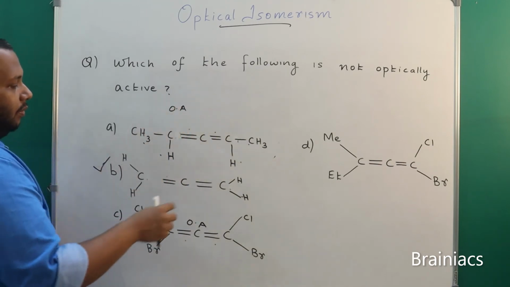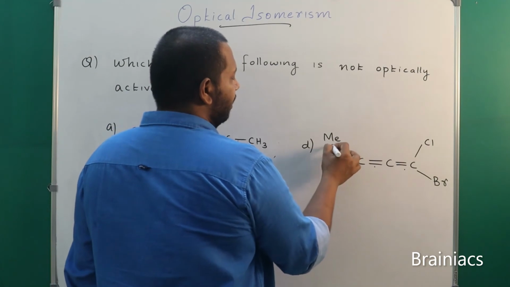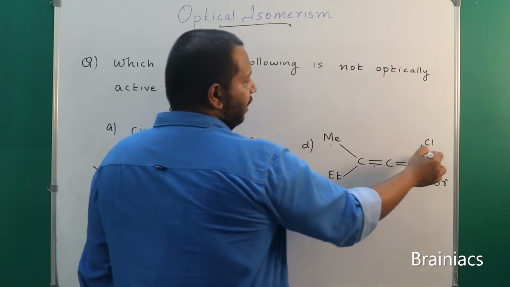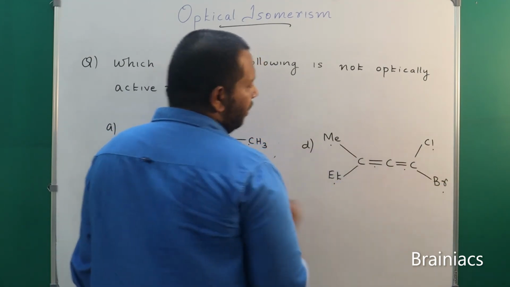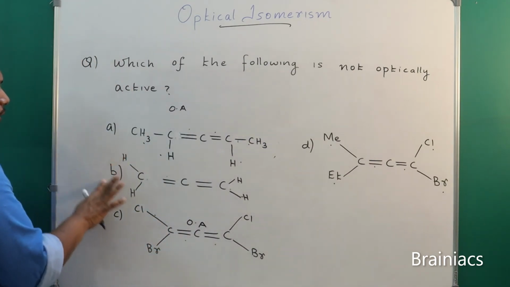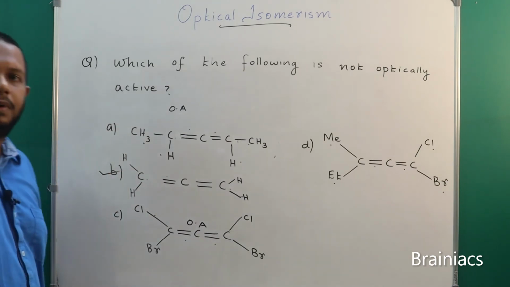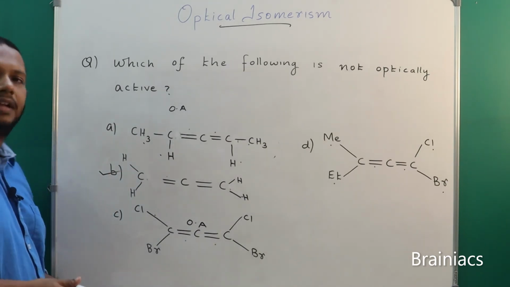Now we'll go to the last one. Here also we can see an even number of double bonds, and here it is methyl, here it is ethyl, here it is chlorine, and here it is bromine. They are substituted differently. So the answer should be option B, the correct answer. Clear? I hope it is clear for you. Now we will switch to the next question.